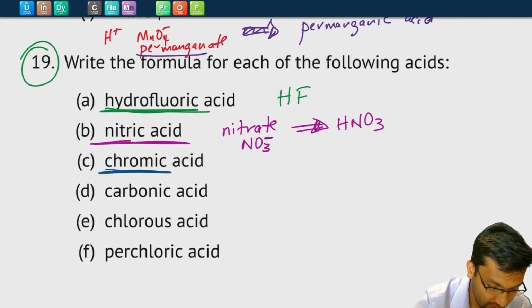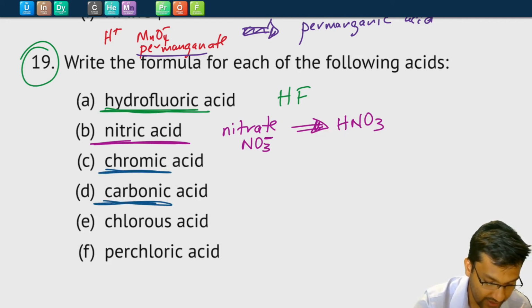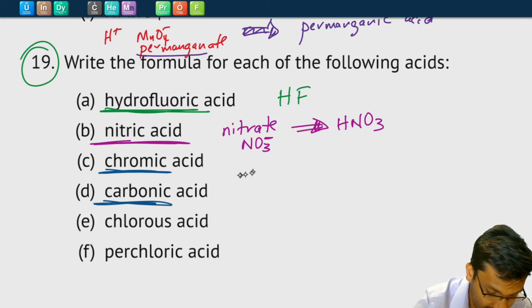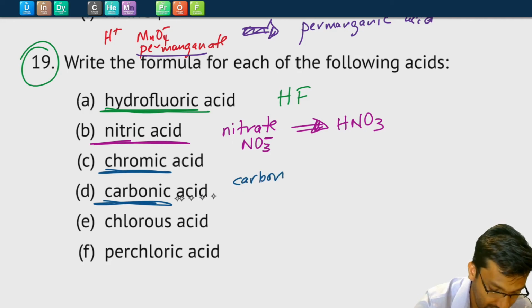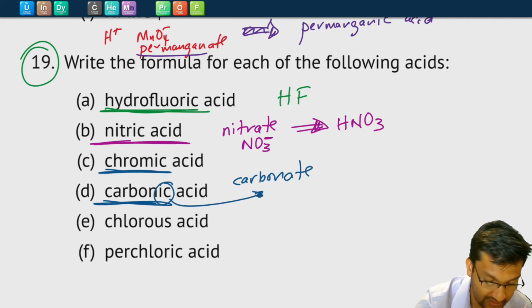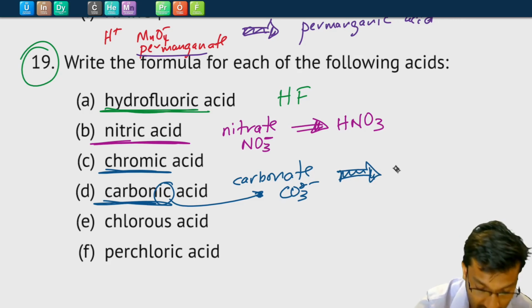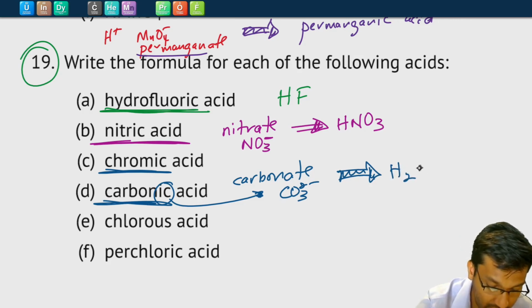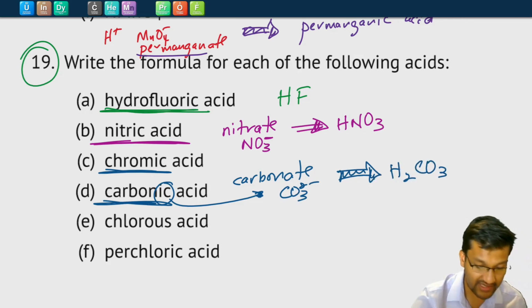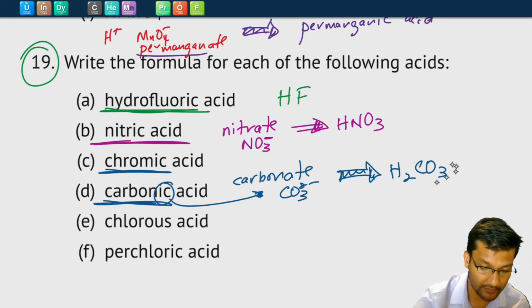Let's try carbonic, right? Carbonic, the base name is carbon. If it was ic, it means it came from an ion that was ate. The carbonate ion, if you look at your table or you've memorized, is CO3 2-. So the formula for the acid, to balance out the 2- charge, you needed 2 H+. So we do H2CO3. That's the carbonic acid formula.